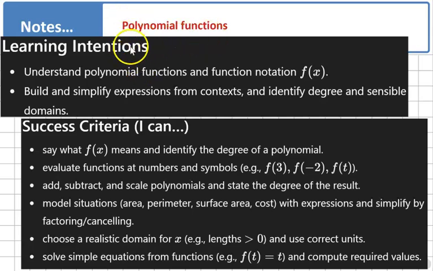Polynomial functions. Learning intentions: understand polynomial functions and function notation f of x, build and simplify expressions from contexts, and identify degree and sensible domains.